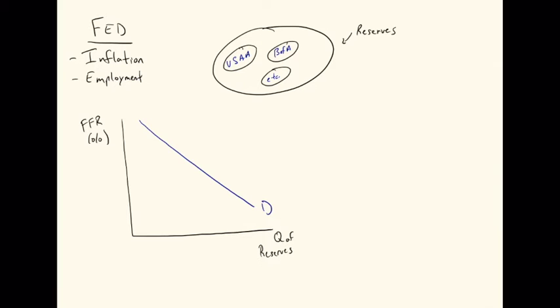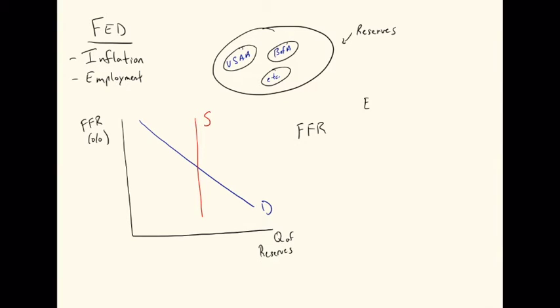The supply of reserves is controlled completely by the Fed, as they are the only entity in the U.S. who can create or destroy reserves. The Fed accomplishes its two main objectives: maximizing employment and controlling inflation through its manipulation of the federal funds rate.